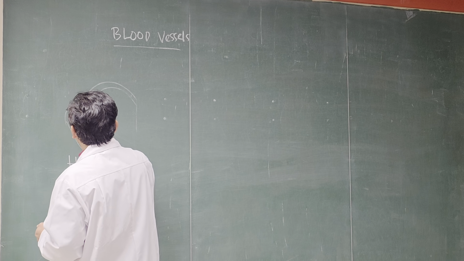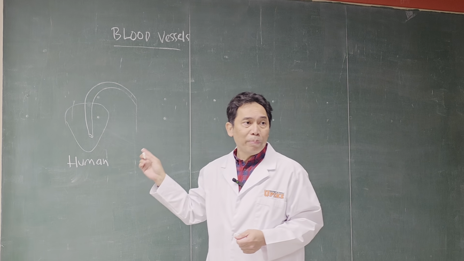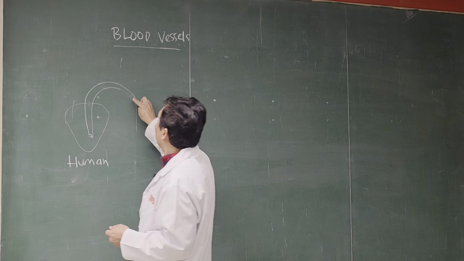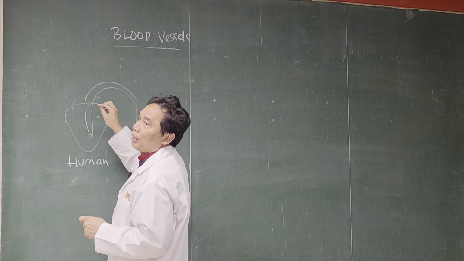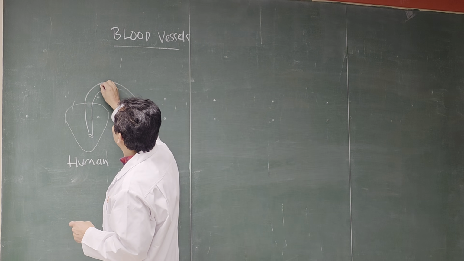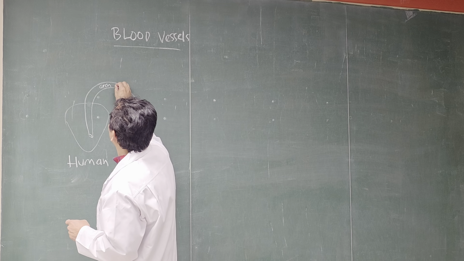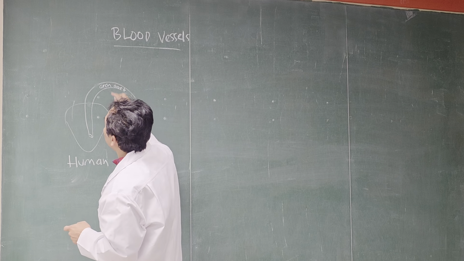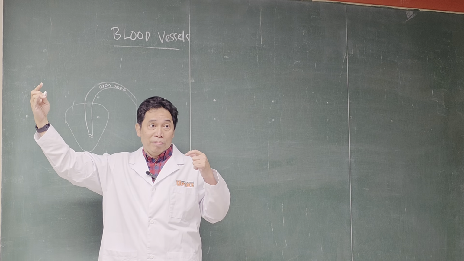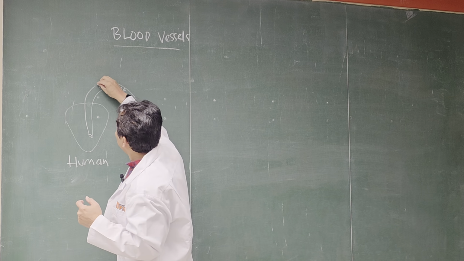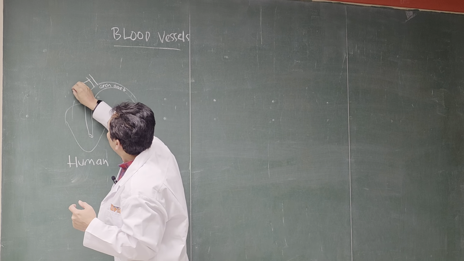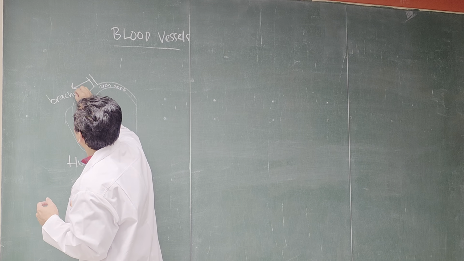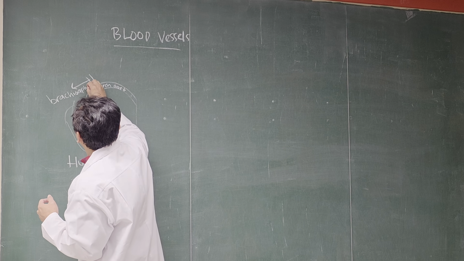Okay, so remember again, there is the aorta coming out from the left ventricle. This is the one that carries blood to the whole body. Now, in humans, for the arch of the aorta over here, on the right side, it branches into the brachiocephalic artery.